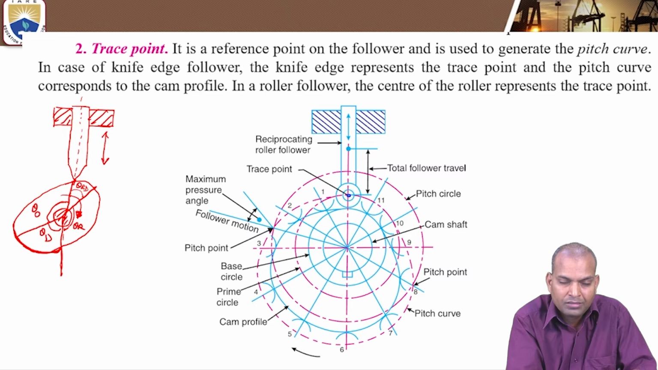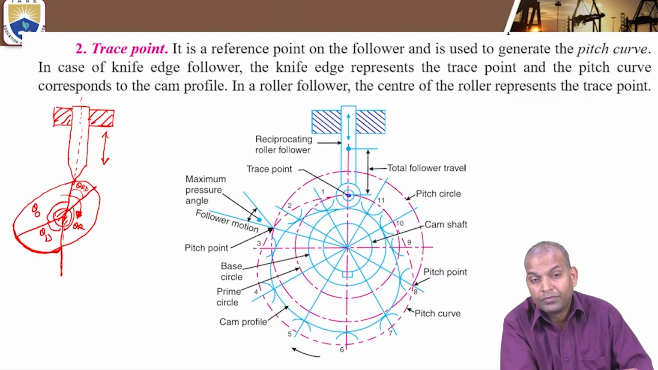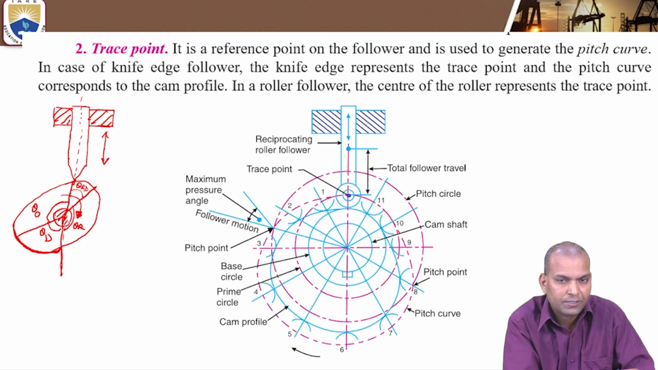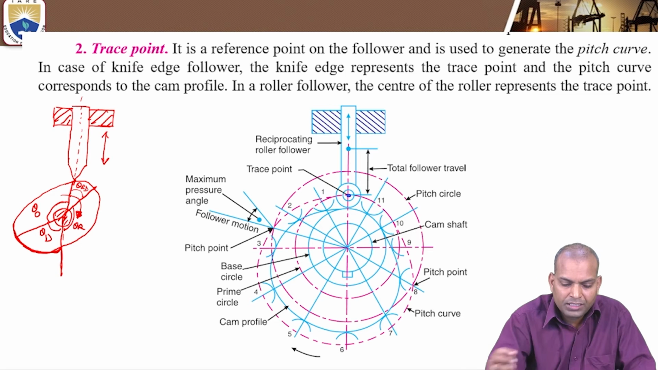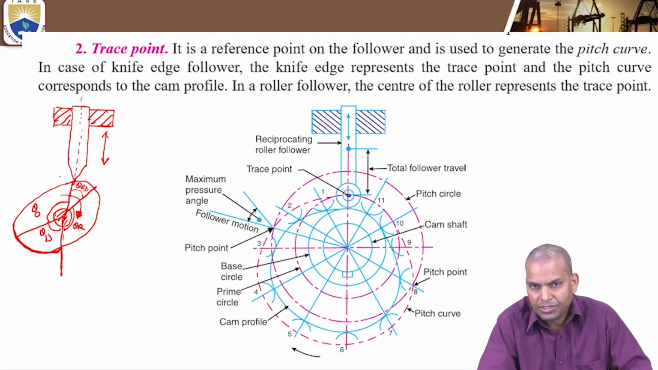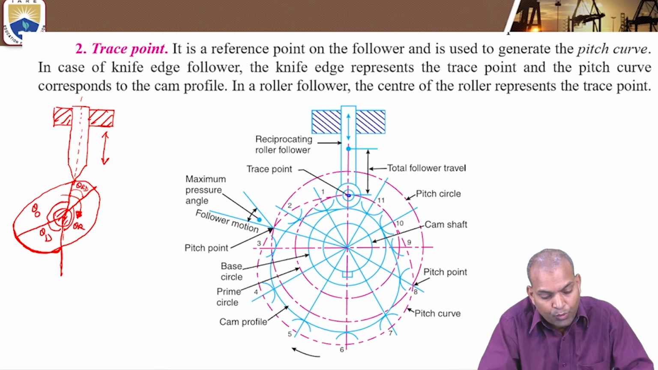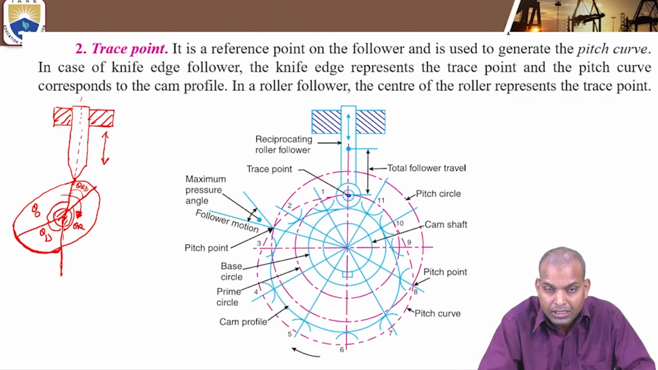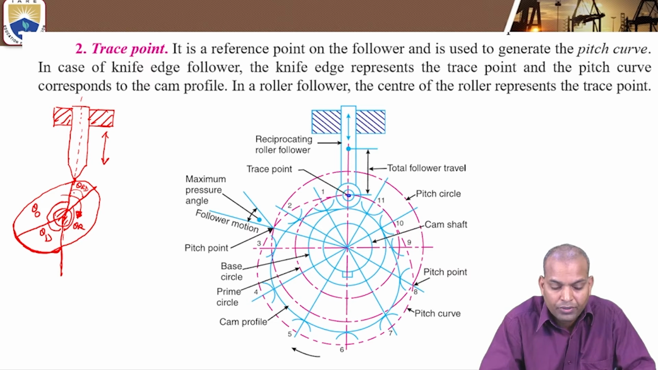So, in this manner, one rotation of a cam is divided into different portions of angular displacements. Now here, the tracing point in this case is the point of contact with the cam in the case of a knife edge follower.